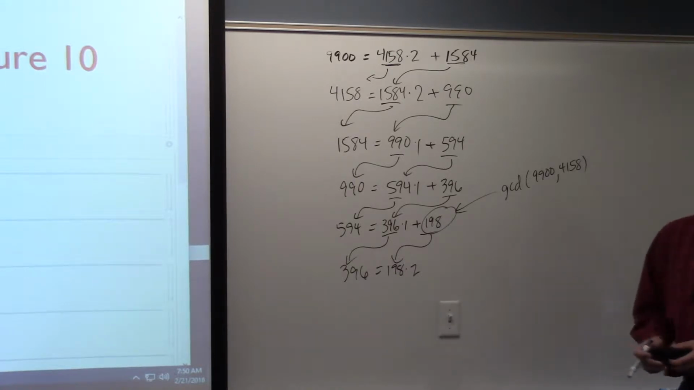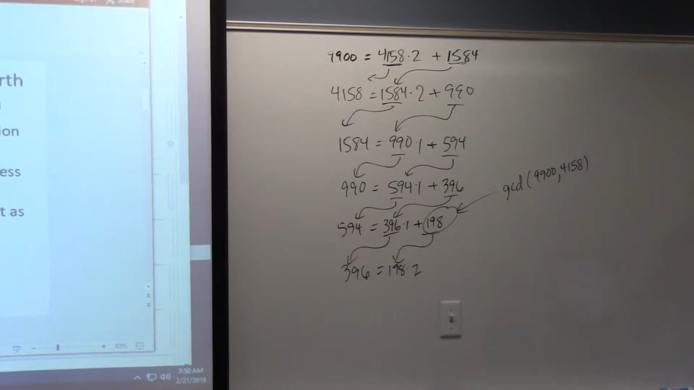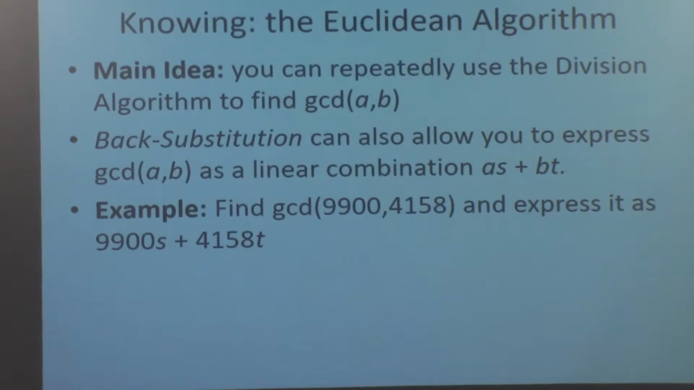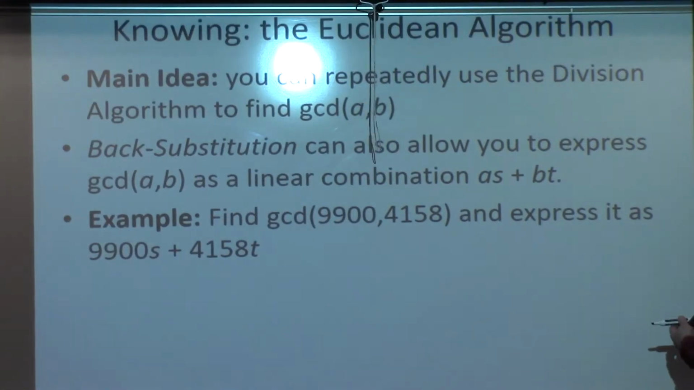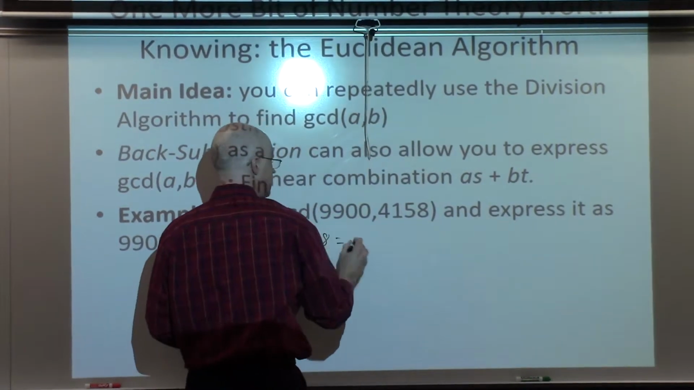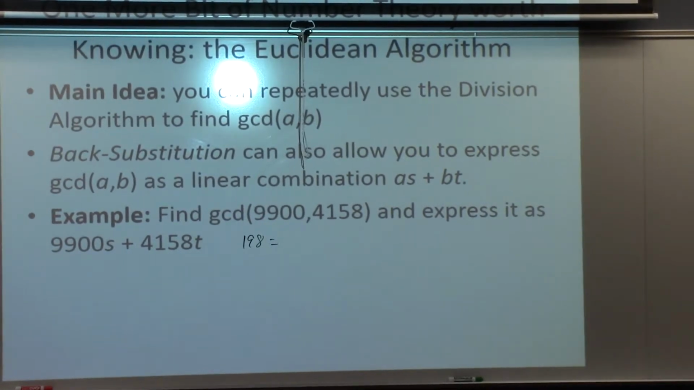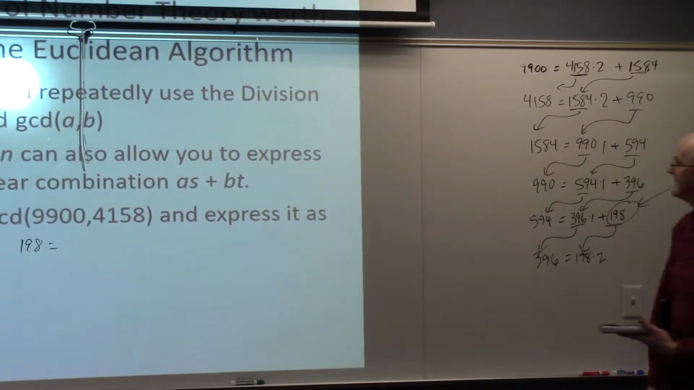All right, but now we can also use all these equations and back substitute to figure out how to take 198 and write it as a linear combination. Better make sure I don't make a mistake here either. Let's do it down here. So take the 198. Use the second to last equation here. Solve for 198. Write it as 594 minus 396.